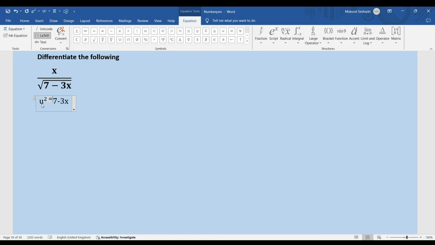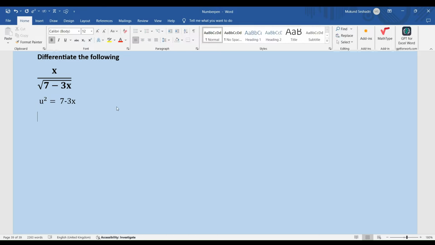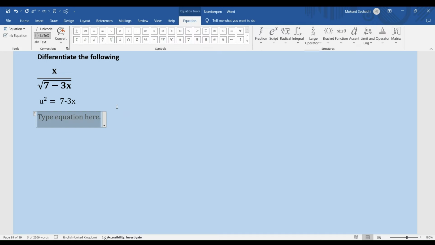When I do this substitution, I know that my numerator has x, right? So it is better to represent x as well in terms of u before we go ahead and make the substitution in the above expression, right? So what is my x in terms of u? 7 minus u square divided by 3, right? So let's write that.